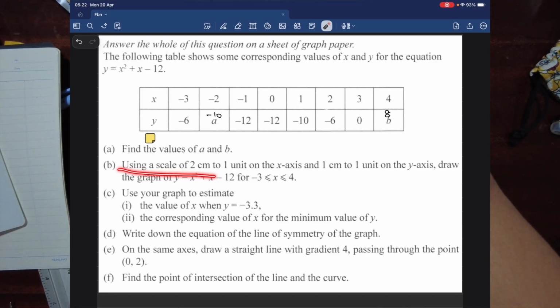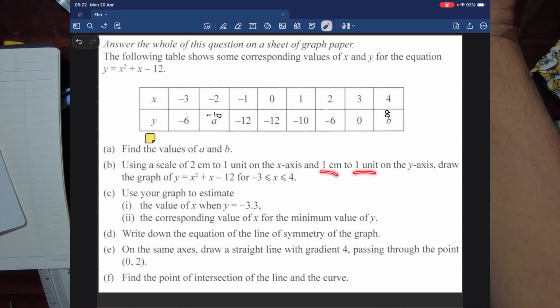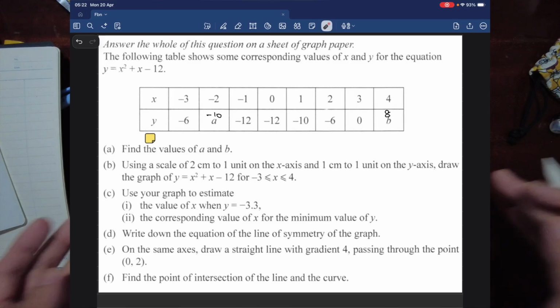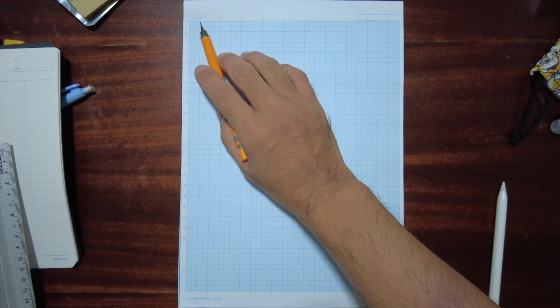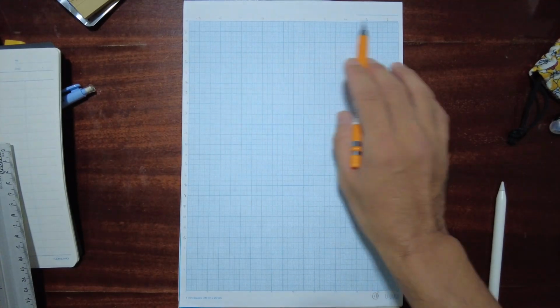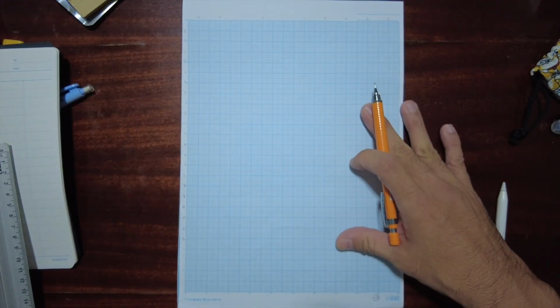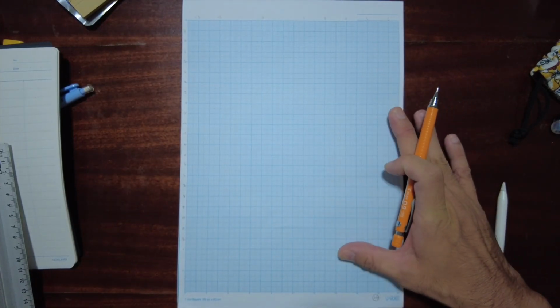Using a scale of 2 cm to 1 unit on the x-axis and 1 cm to 1 unit on the y-axis, we are required to draw the graph for the range of -3 to 4 for my x-axis. So this specifies your range, right? On our graph paper, normally before I draw my graph, I like to use a pencil to write down the numbers, the range of my x-axis and my y-axis on the side of the graph paper. This will allow me to know whether I have enough space for my graph.